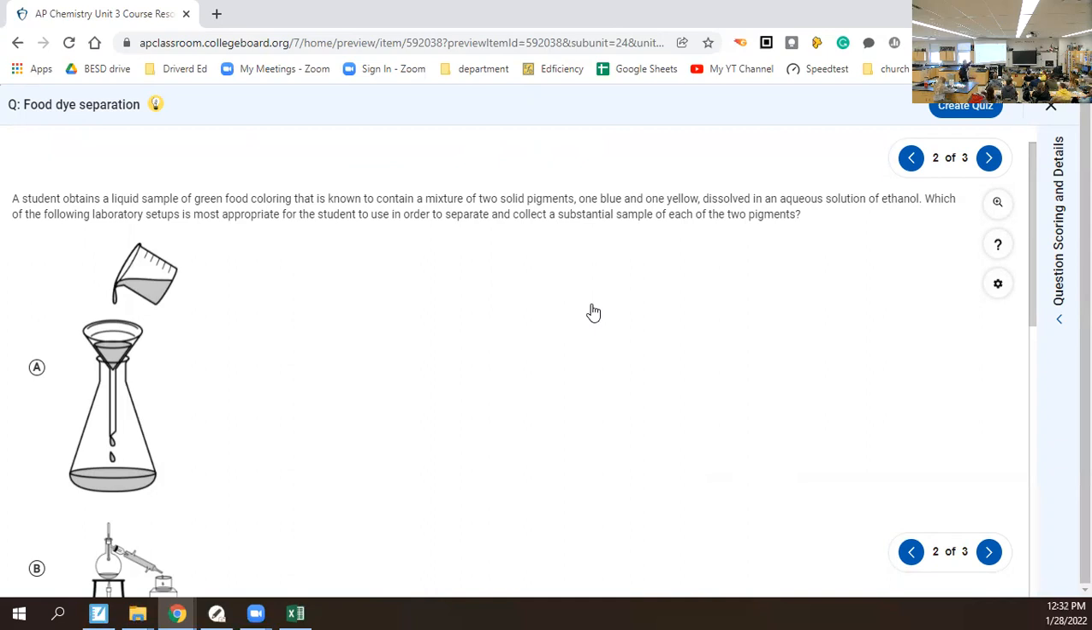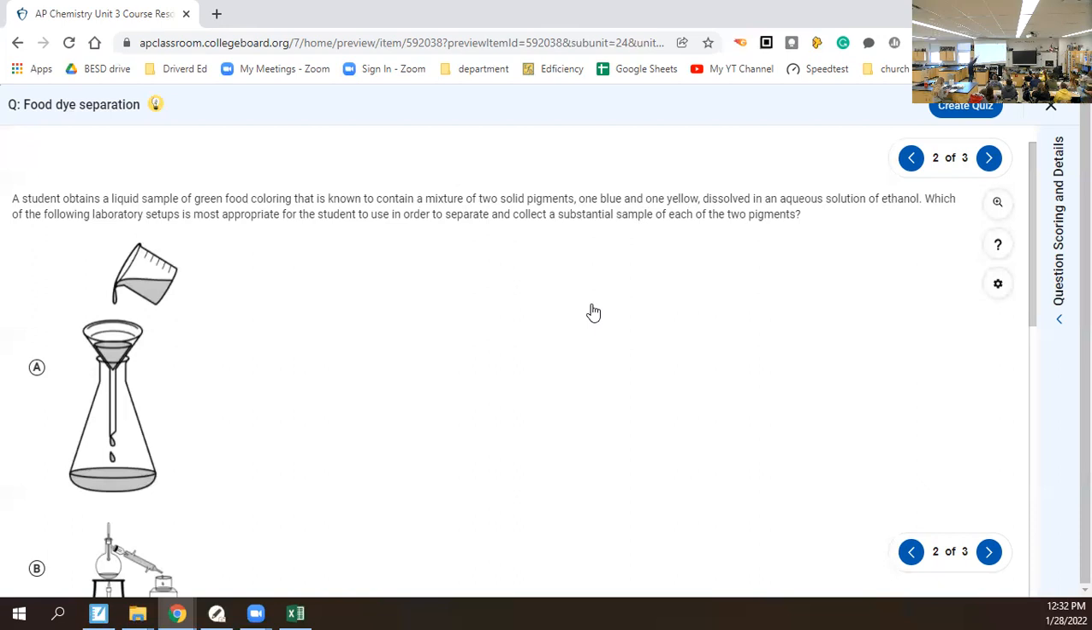Okay, here we ready? A student obtains a liquid sample of green food coloring that is known to contain a mixture of two solid pigments, one blue and one yellow, dissolved in an aqueous solution. Okay, time out. The word solution is important. The word solution already does something to what you can see on the screen. What does it do? If it's a solution, what does it tell you about A? It is not A.